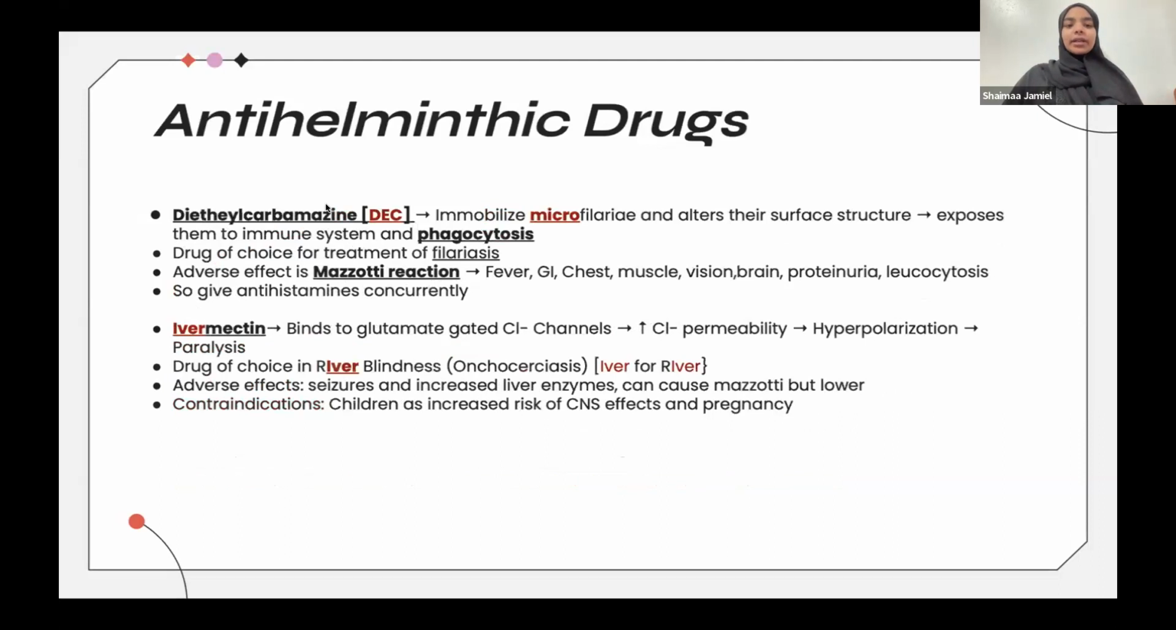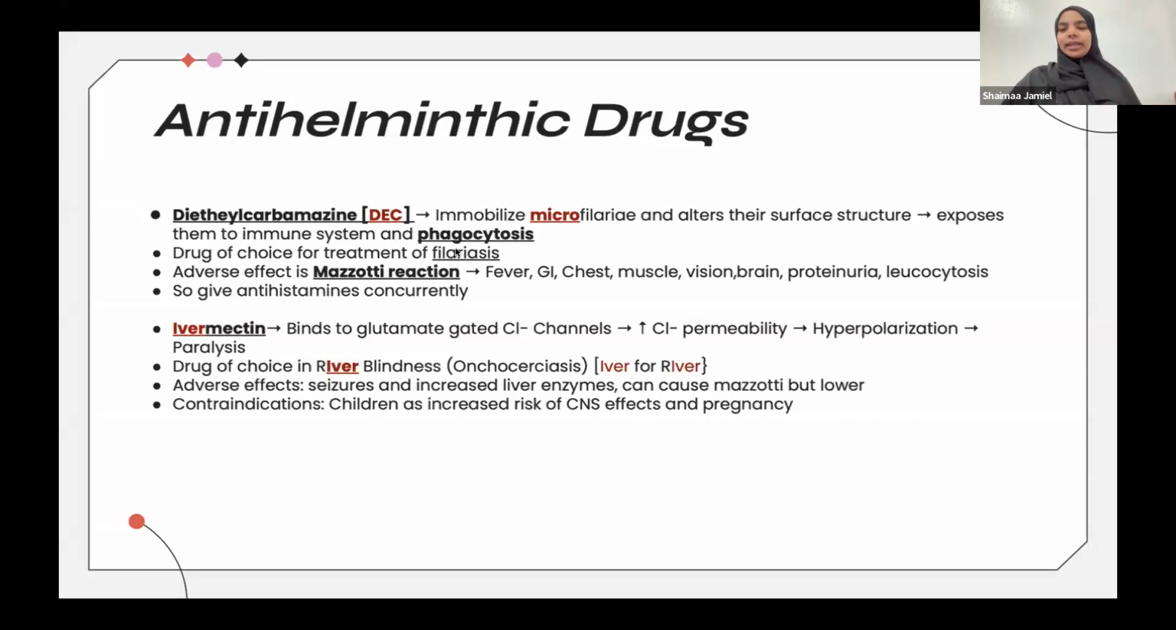Then we have diethylcarbamazine. Diethylcarbamazine, which the short form for it is DEC. It immobilizes microfilariae. So when it immobilizes microfilariae, it changes their structure, makes them fall from the tissue and expose them to the immune system, okay? And by exposing them to the immune system, now we can attack it and kill it, okay, by phagocytosis. Since it immobilizes microfilariae, it's the drug of choice for filariasis, okay?